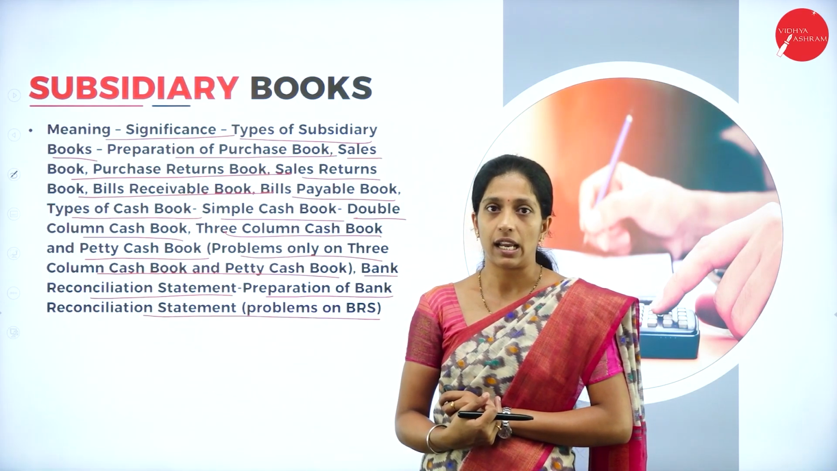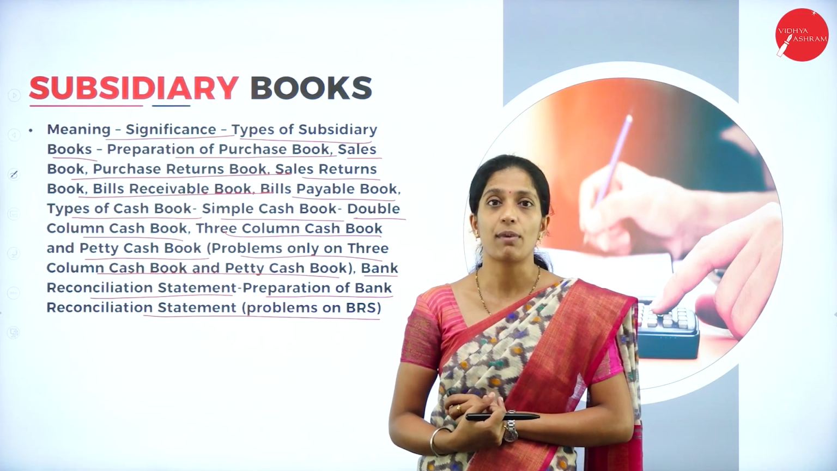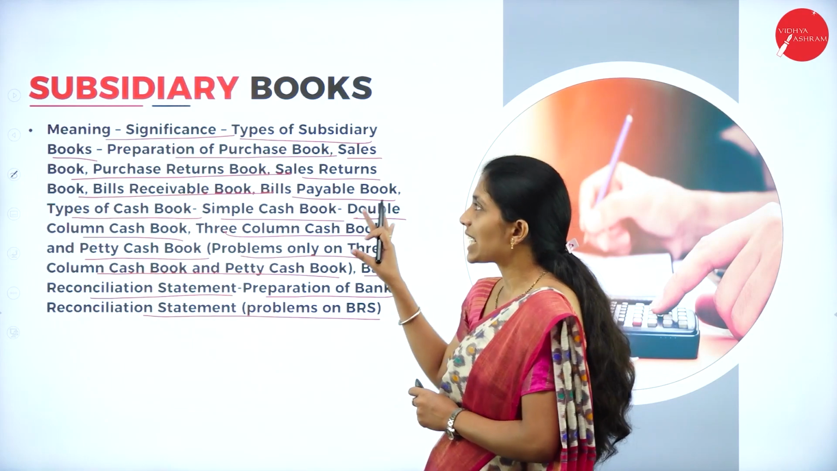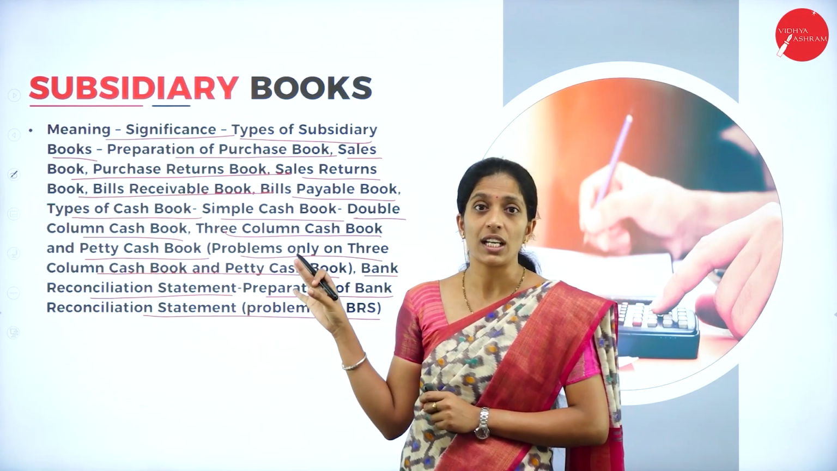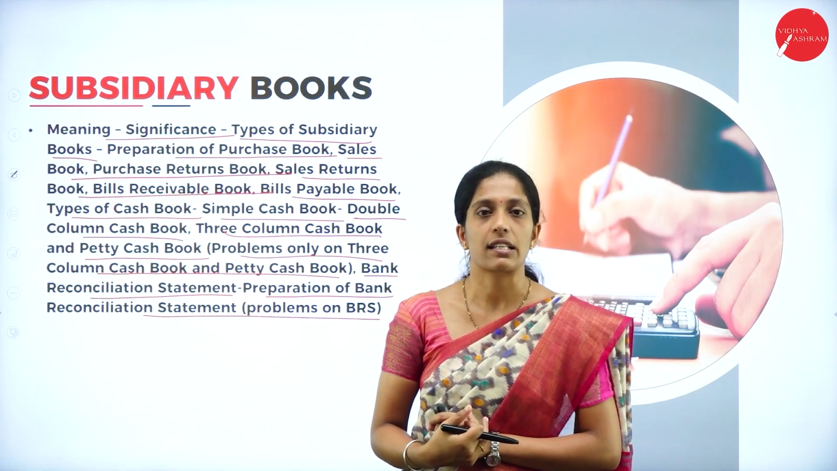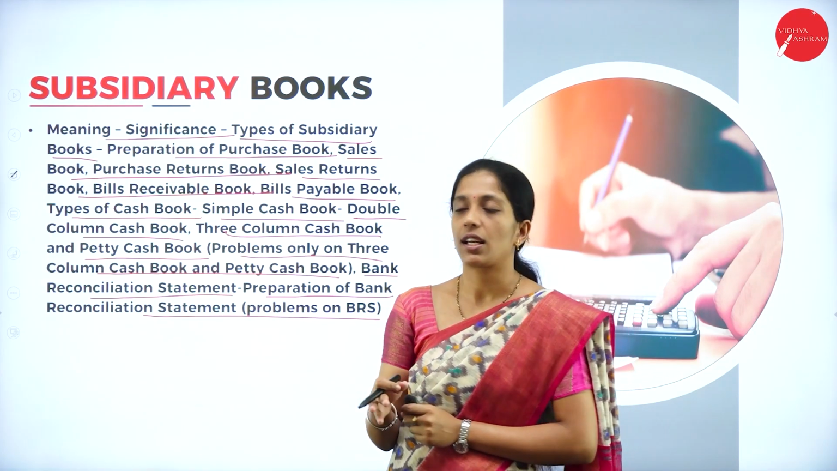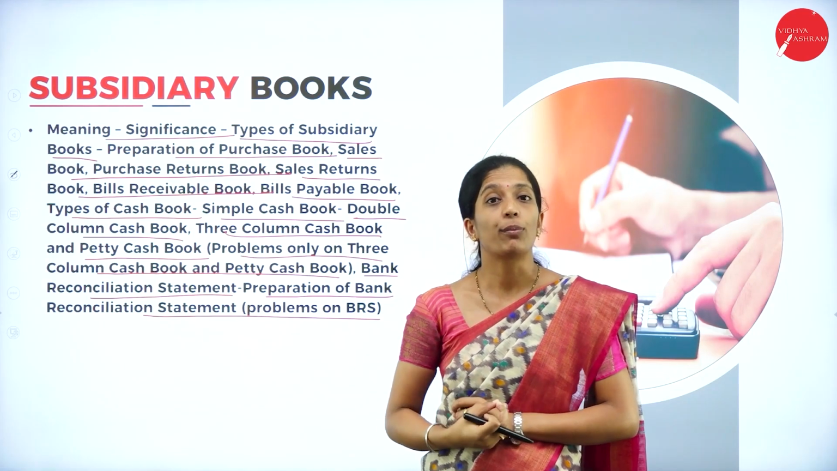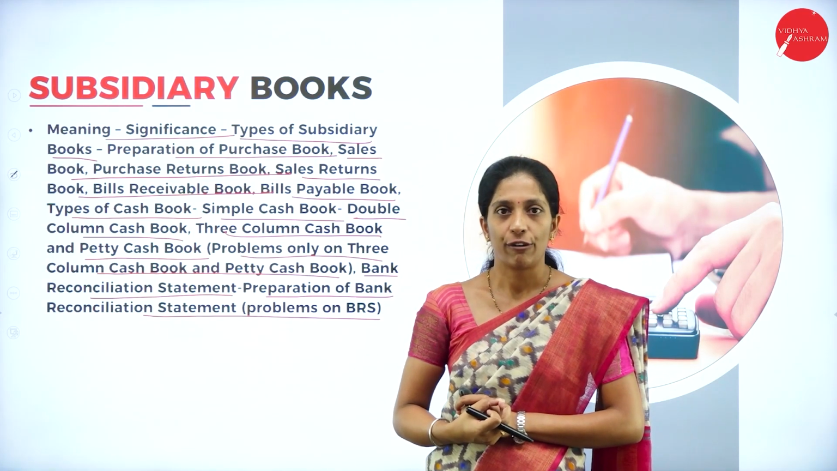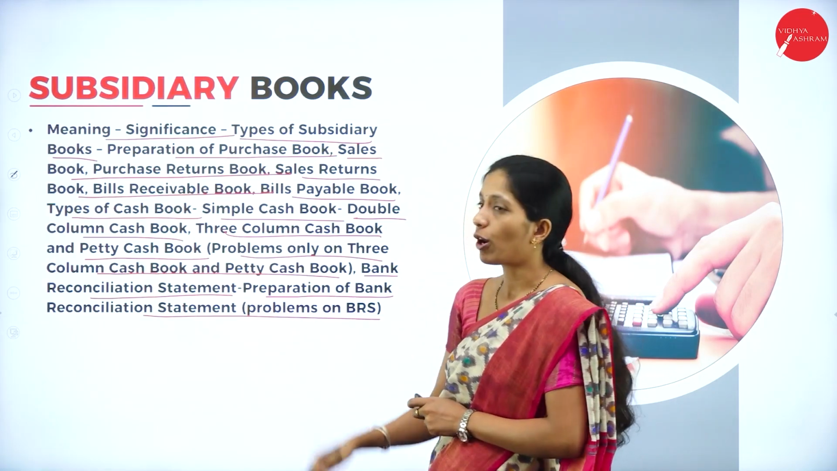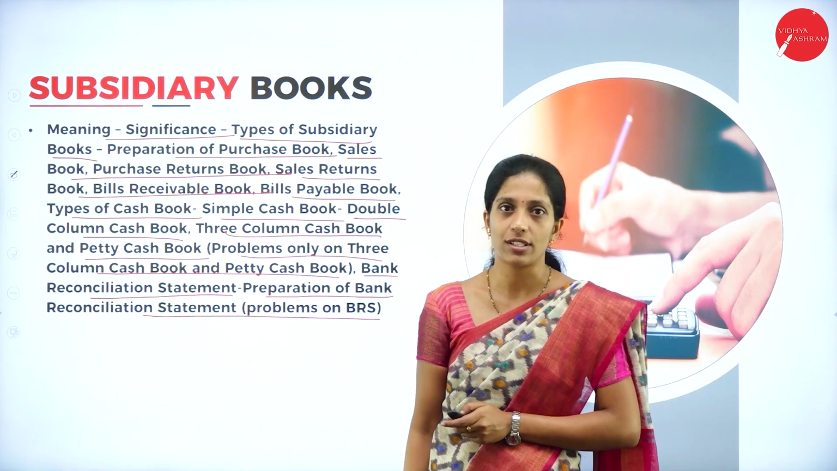Problem on BRS. You might get a 15 or 10 marks problem on bank reconciliation statement. So, this is a very easy as well as important unit, where you are going to learn about all the subsidiary books and bank reconciliation statement. Under subsidiary books, as they have themselves given, you will get a problem on 3-column cash book for 15 marks and petty cash book for 10 marks, and you will have a problem on bank reconciliation statement.